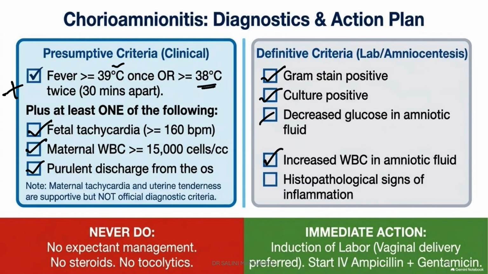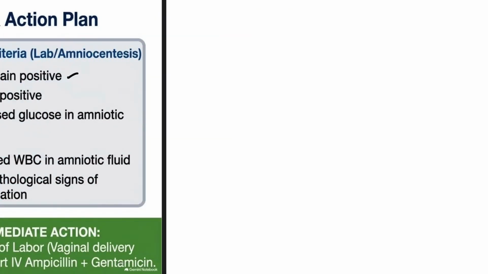So clinically we know: fever plus fetal tachycardia or maternal WBC more than 15,000 or purulent discharge from the os. But for definitive criteria, we have gram stain positive, culture positive, decreased glucose in the amniotic fluid, increased WBC in the amniotic fluid, or lastly the histopathological signs of inflammation. But what are we going to do? We are going to induce labor, vaginal, immediately. That is something which we have to do for this case.